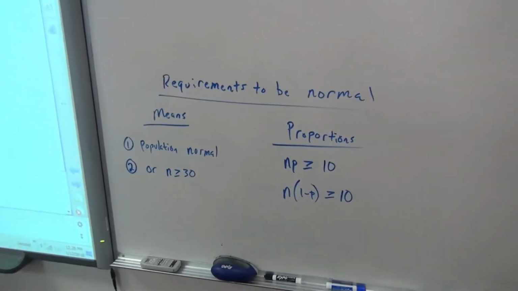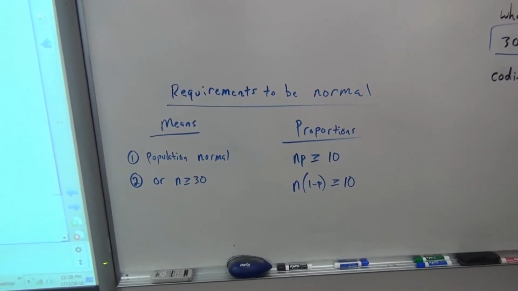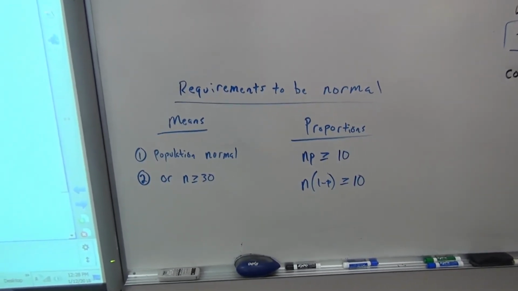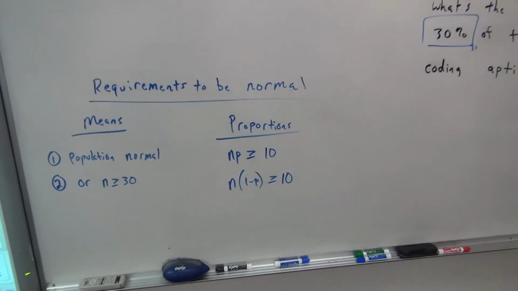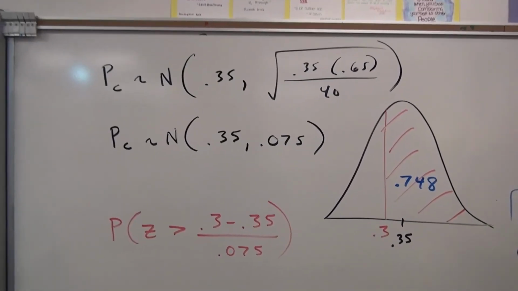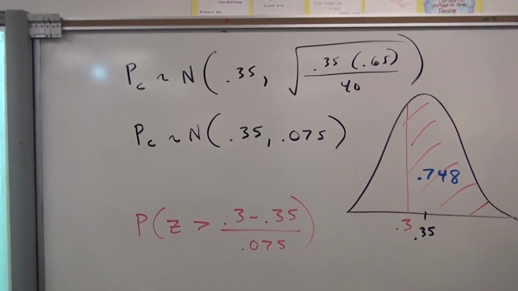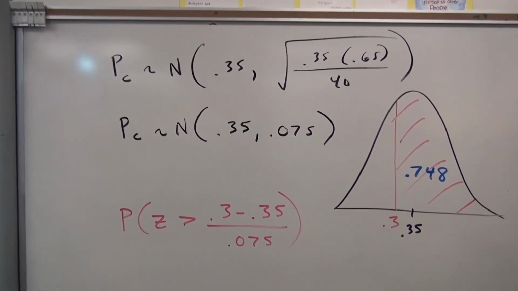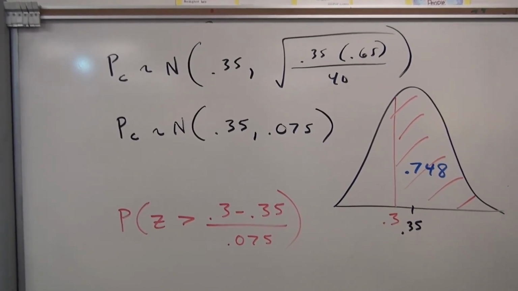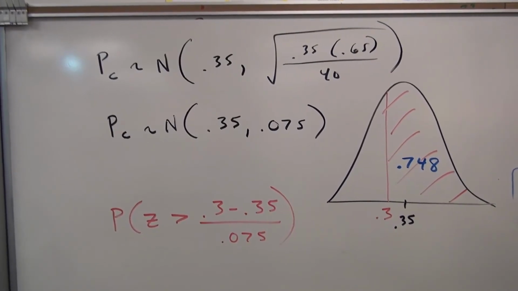Now, requirements to be normal. For a mean average, either the population's normal or the sample size has to be at least 30. And then for the proportions, those are the requirements that we need. So what we need is the sampling distribution of proportions of employees with computer aptitude, distributed normally with the parameter of 0.35 as the mean, and then we follow the standard deviation formula. We just do that off the formula sheet.